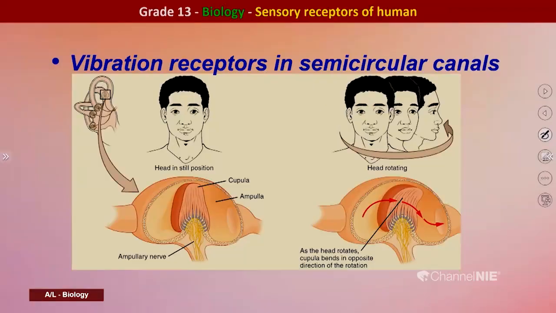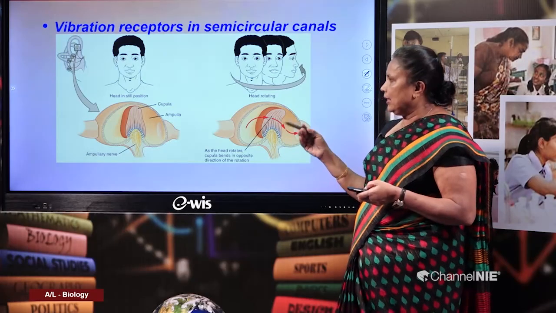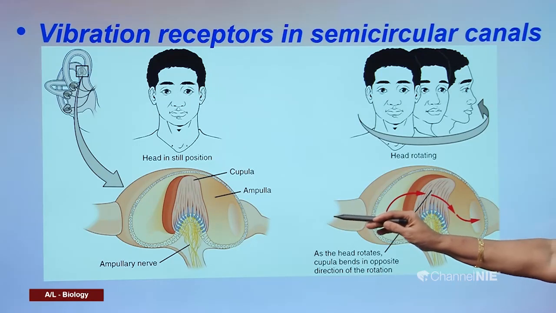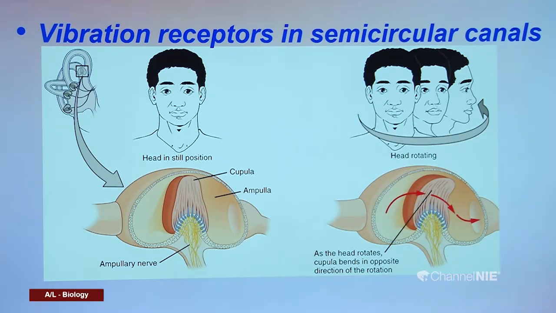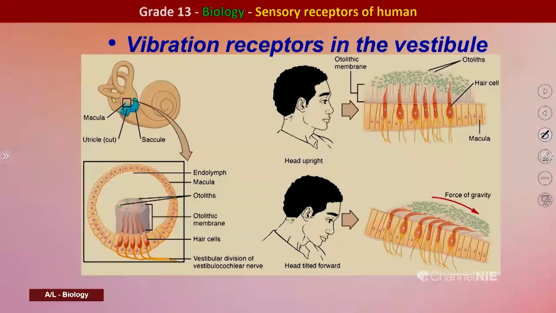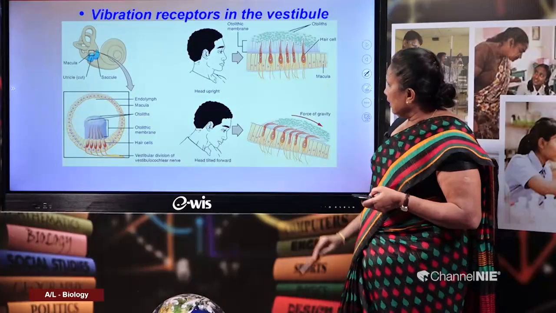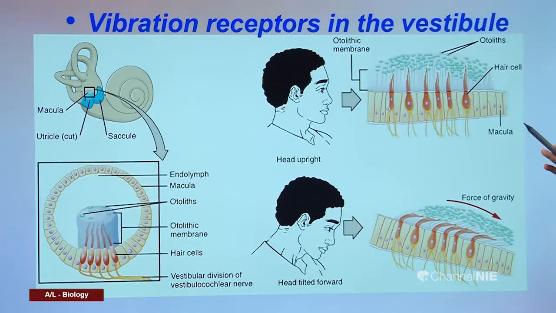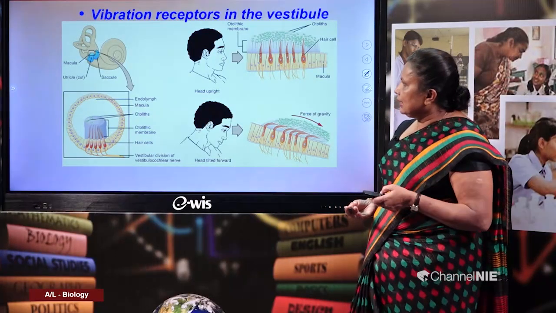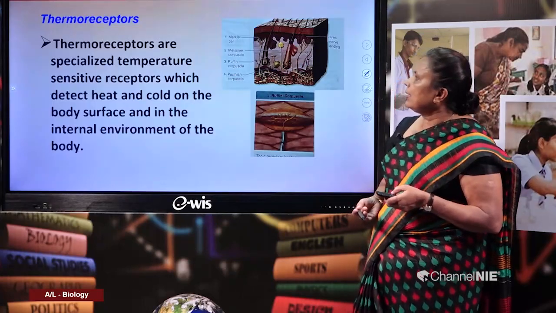Vibration receptors in semicircular canals. When we rotate our head, those changes are detected by certain structures found in the semicircular canals. Here you can see another important vibration receptor present within the inner ear, which is called the otoliths, which are found in the vestibule region. So, you may study these later in the ear lesson.